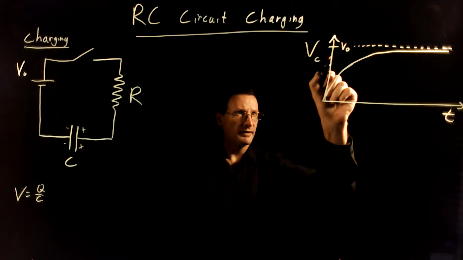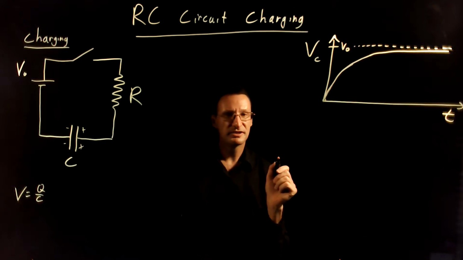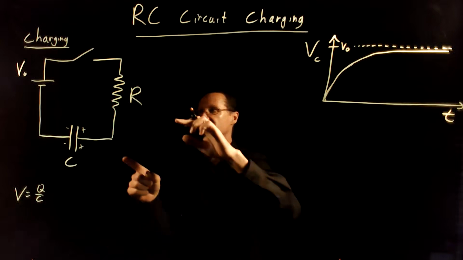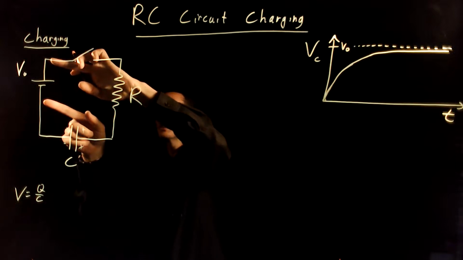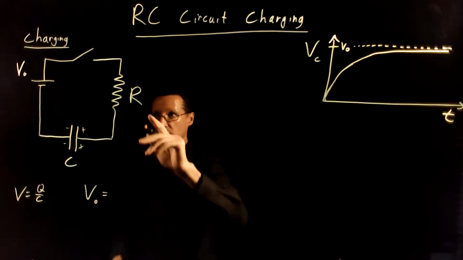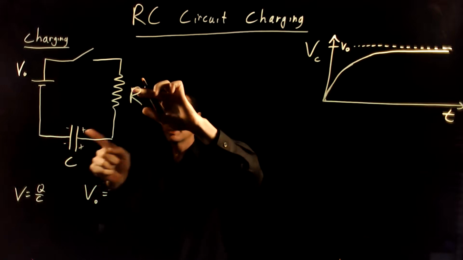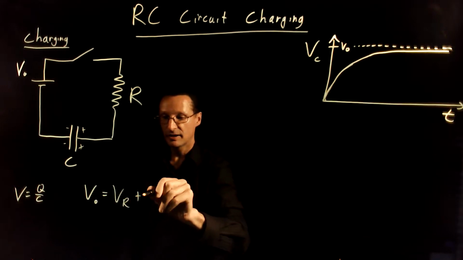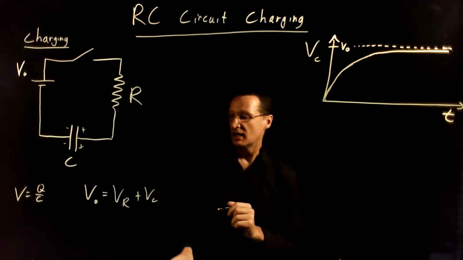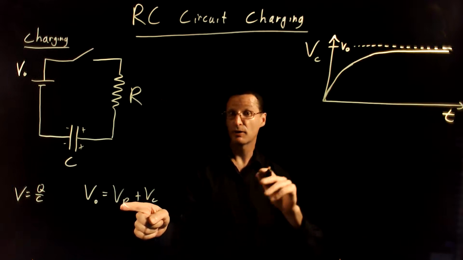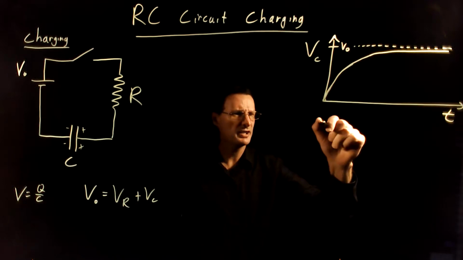How do I know that it asymptotically approaches the V0 of the battery? That implies that the voltage across the resistor is 0, right? Because if I look at the voltage across the battery, that's going to be equal to the voltage drop across R plus the voltage drop across the capacitor, right? So what I'm saying here is that the voltage across the resistor over a long period of time will be 0. And how do I know that?